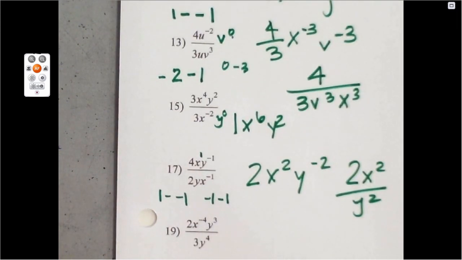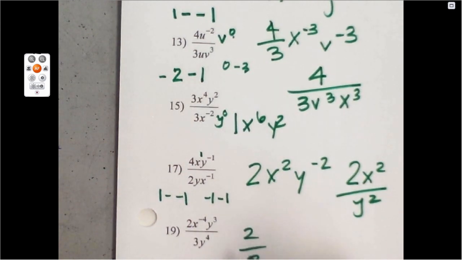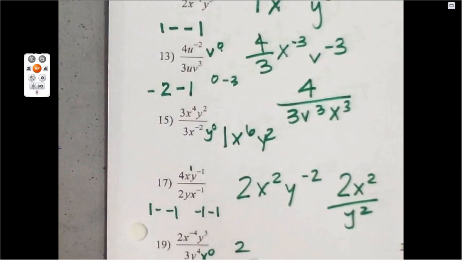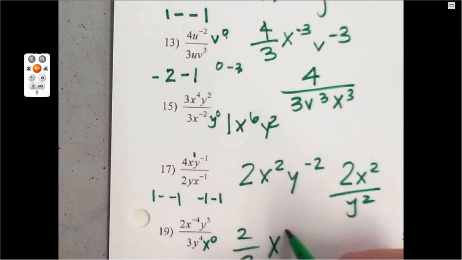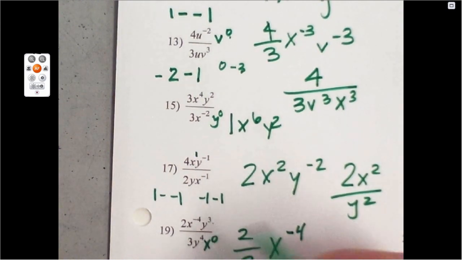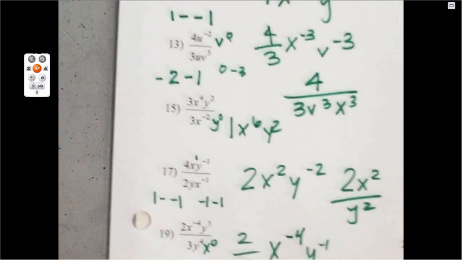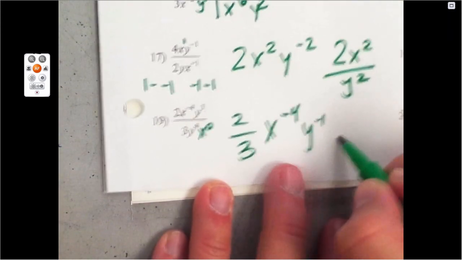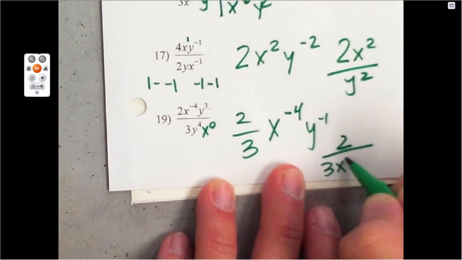Number 19, 2/3. Okay, I've got an x to the 0. Negative 4 minus 0 is negative 4. 3 minus 4 is negative 1. So 2/3 x to the 4 y to the 1.